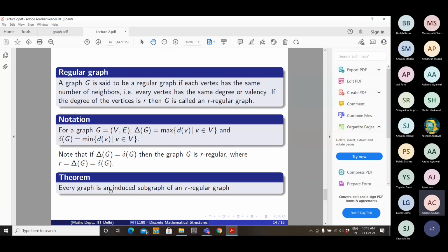So now next, it's the last result of this lecture: every graph is an induced subgraph of an R regular graph. So what is an R regular graph? An R regular graph is a graph where each vertex has degree R. Okay. So now let's look at the proof.